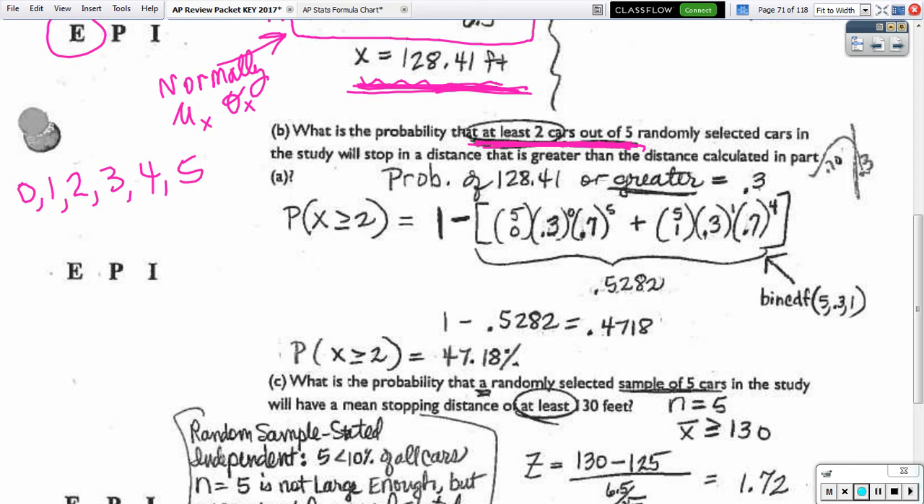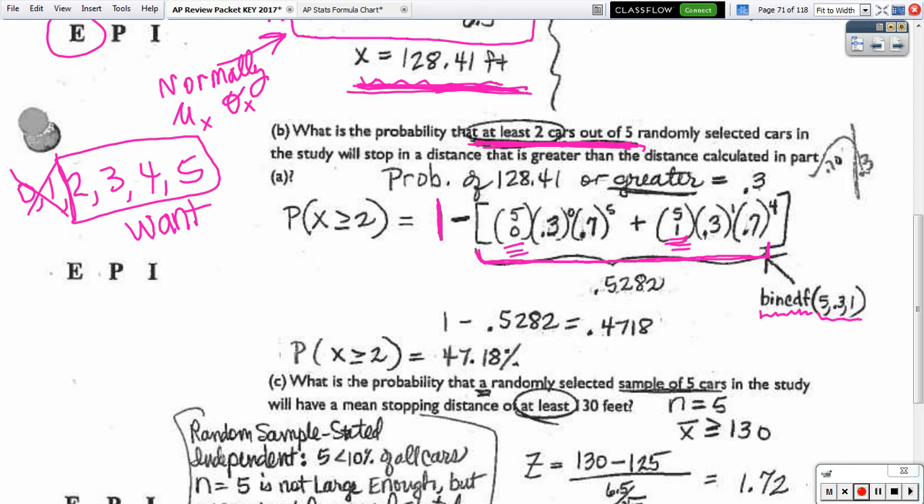All right, so we want at least 2. So here is what I want. And here's what I do not want. Work-wise, you could show the 2 up to 5 in your sequence, or you could do 1 minus, and you could show the 0 and the 1 that you are taking off. Calculator-wise, the 0 successes and the 1 success that get taken off are binomial CDF of 5, 0.3, 1. Now, people were asking me, what is the P?